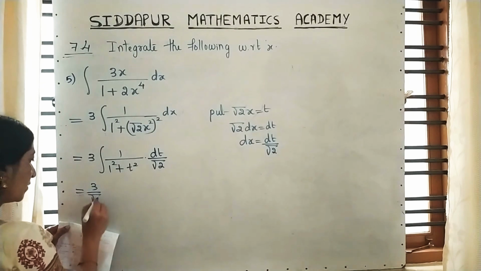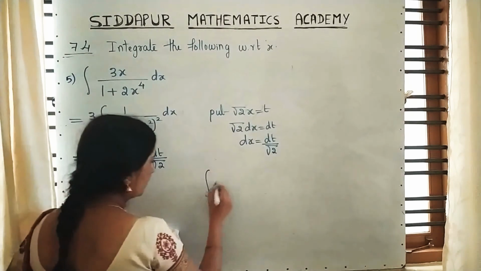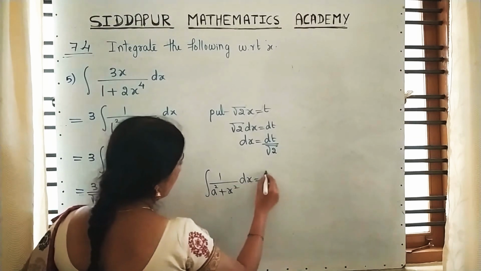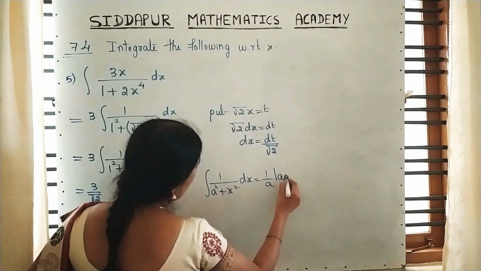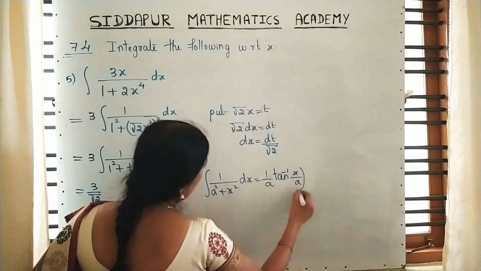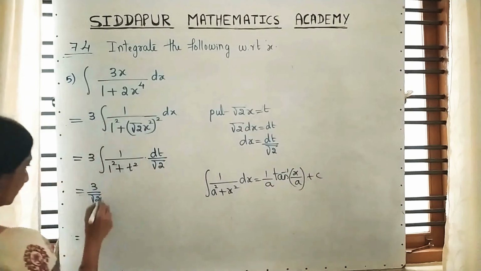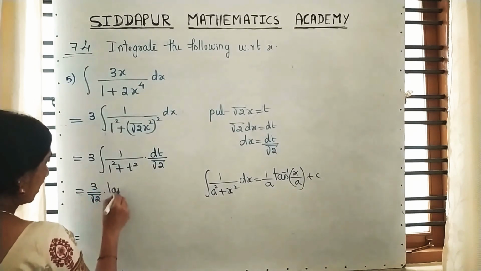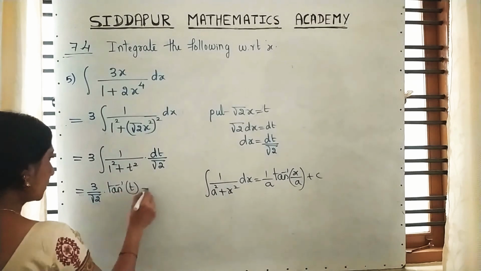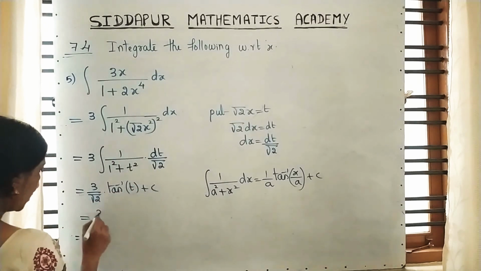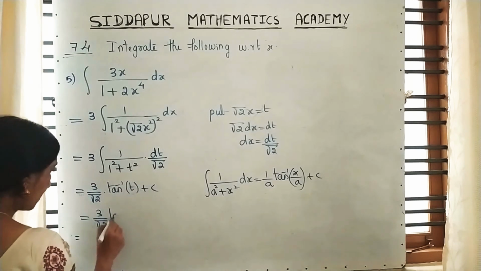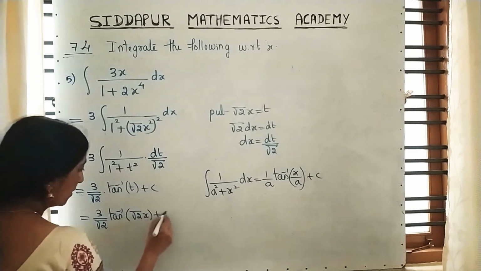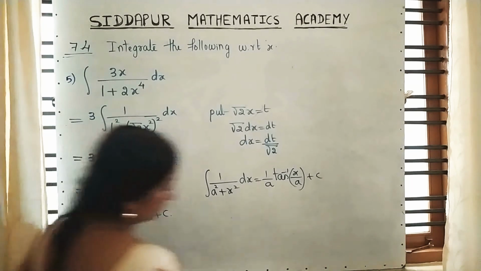3 upon root 2. It is in the form of 1 by A tan inverse x by A plus C. It is 1 by A. A means 1. So no need to write that. Tan inverse t by 1, 1 is not necessary to write. So this is 3 by 2 tan inverse root 2 x plus C.